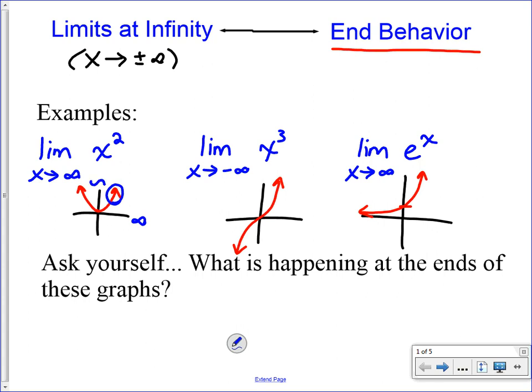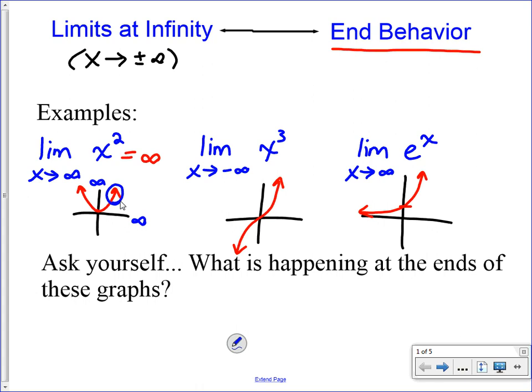Well, in this case, they're going to infinity. So as x goes to infinity, y goes to infinity. So this limit would equal infinity, okay? As x gets really big, y is getting really big. All right, let's look at the next one.